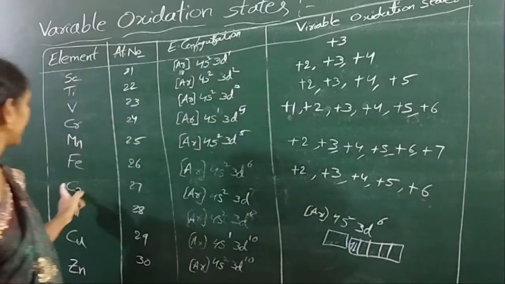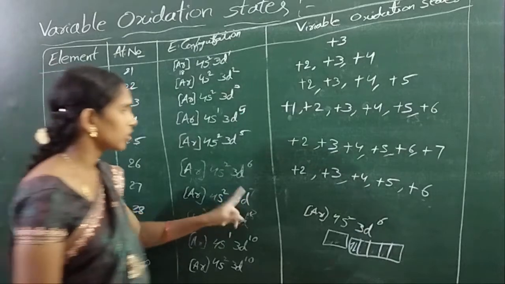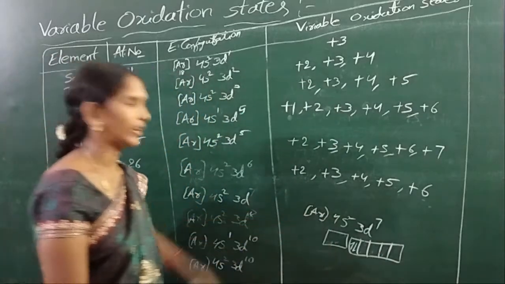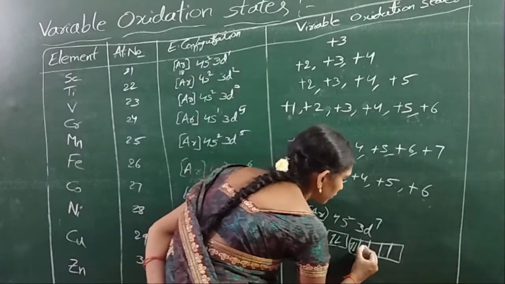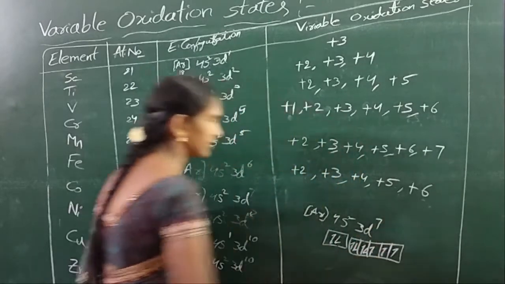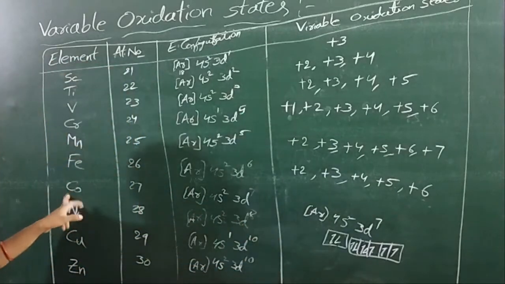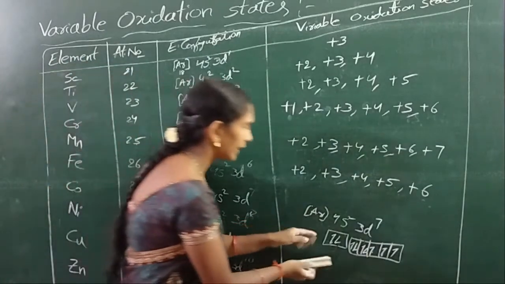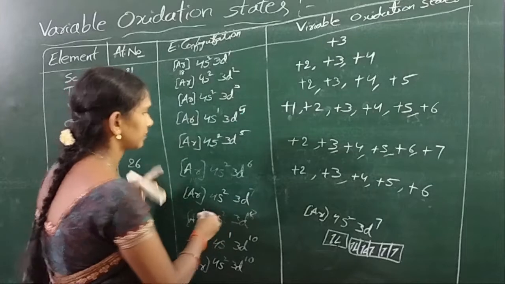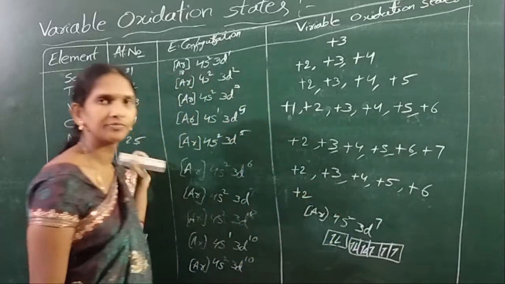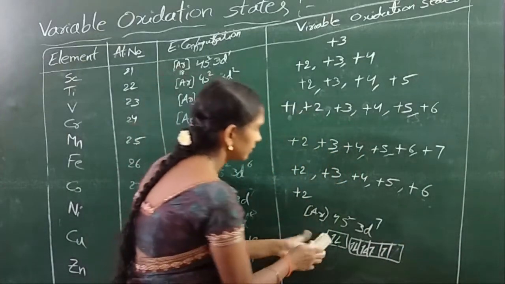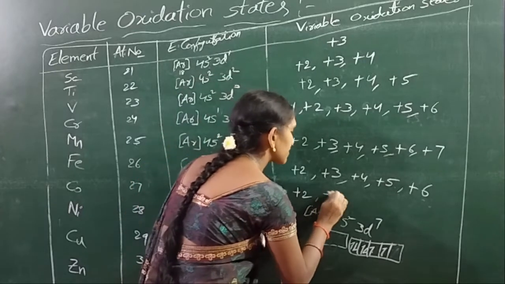Then cobalt: the configuration is 4s2 3d7. 4s2 3d7 means here 2, and 1, 2, 3, 4, 5, 6, 7. This is the electronic configuration of cobalt. Here I can remove 2 electrons from S, then plus 2 oxidation state exists. Next I can remove 1 electron from D, then plus 3 oxidation state exists.